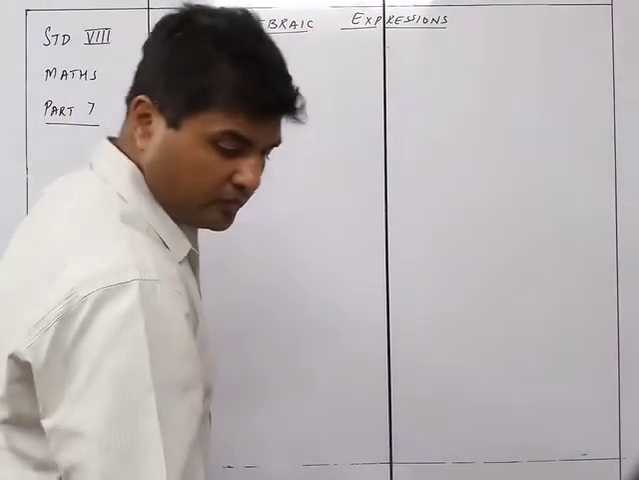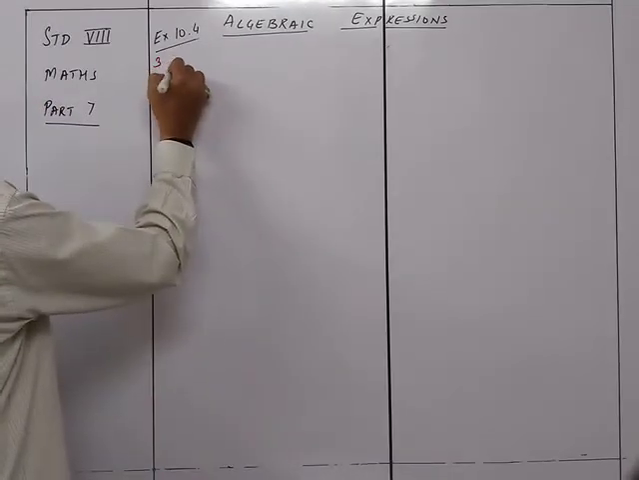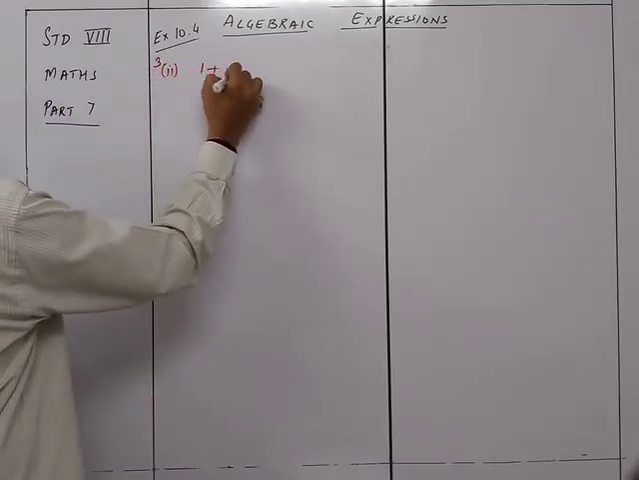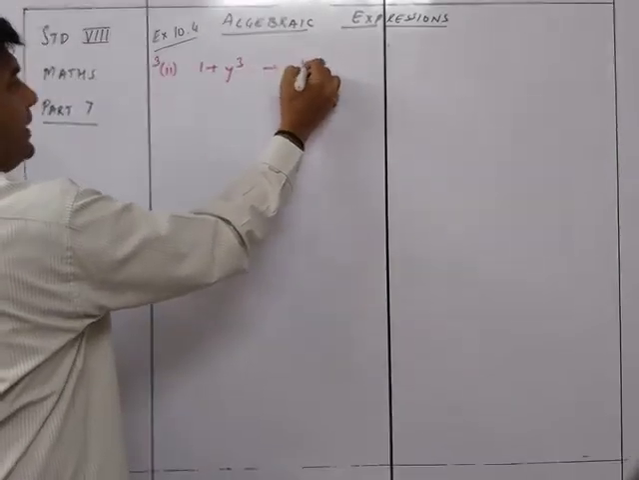So we continue with exercise 10.4. We are on the third sum. So we are now going to see the division. So we are on 3, part 2. We have got 1 plus y cube divided by 1 plus y.